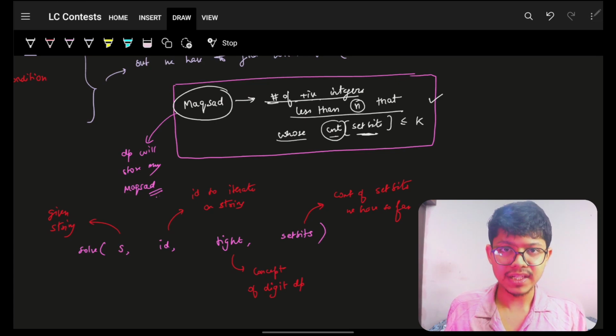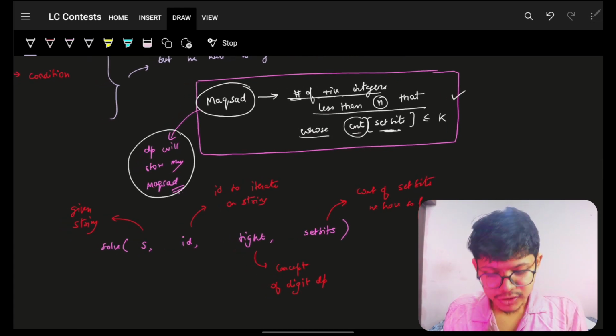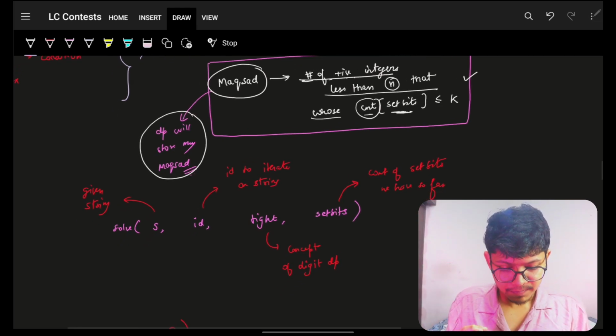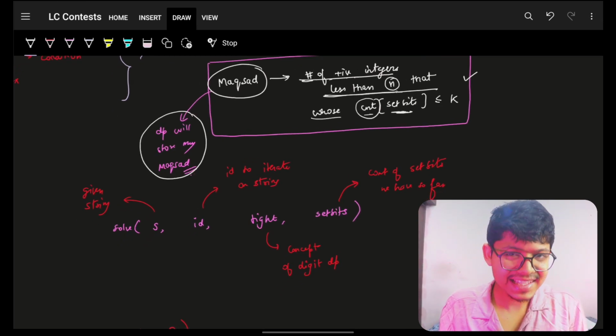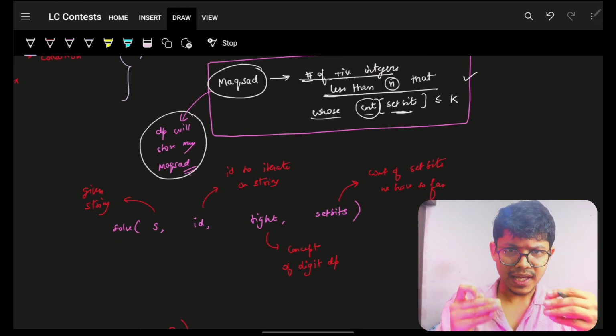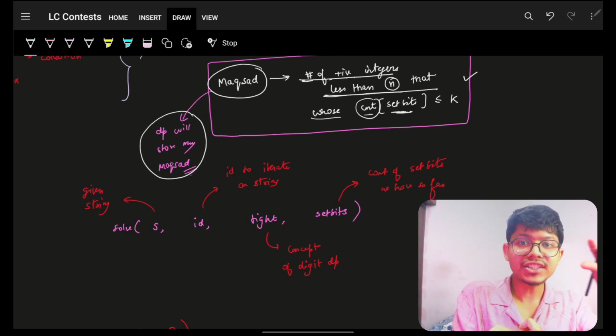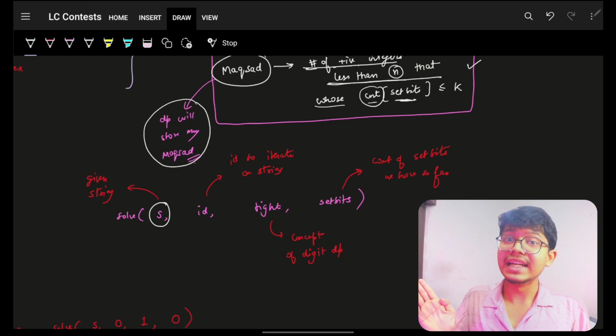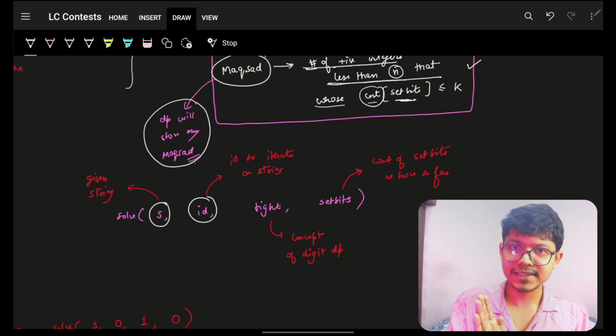Number of positive integers. Obviously, my DP will store my maqsad. So my DP will store my number of positive such integers. But I have to get less than the required n. Now n I am actually computing by using my binary string as an array. So I have to use my string. Obviously, I will iterate on it. So I will also use the corresponding index.